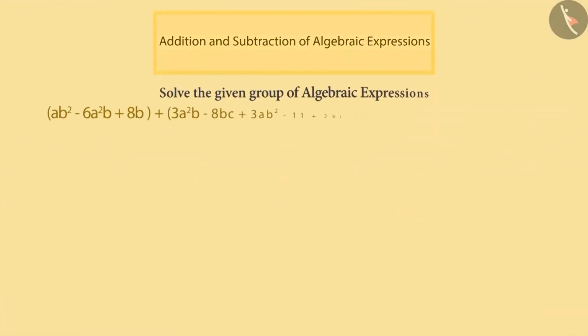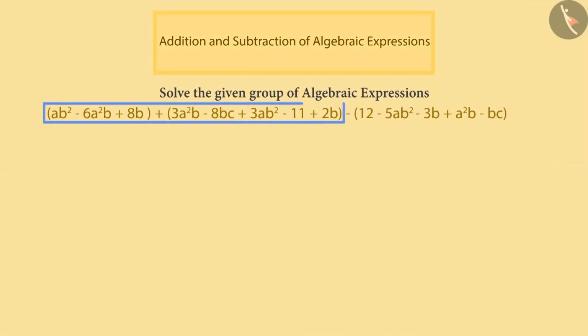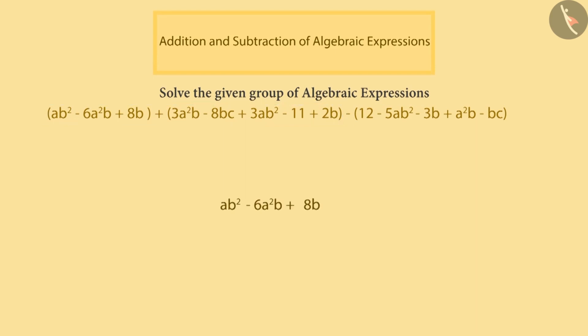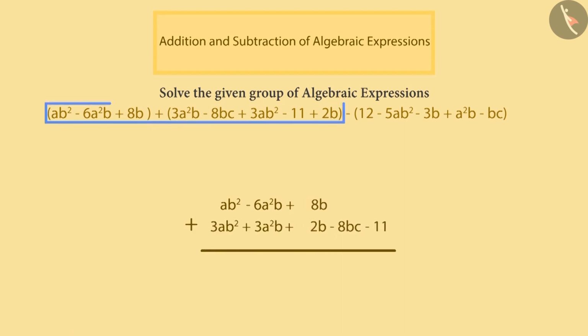Now look at this example. Let's solve it. Here, we first have to find the sum of these two expressions and then subtract this expression from that sum. So let's add these two expressions. Let's first write the first expression. Now, while writing the expression which is to be added, we should note that we write the like terms one below the other. Thus, we get the sum of the first two expressions.